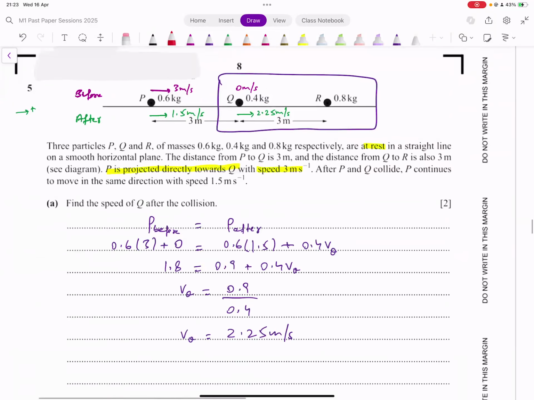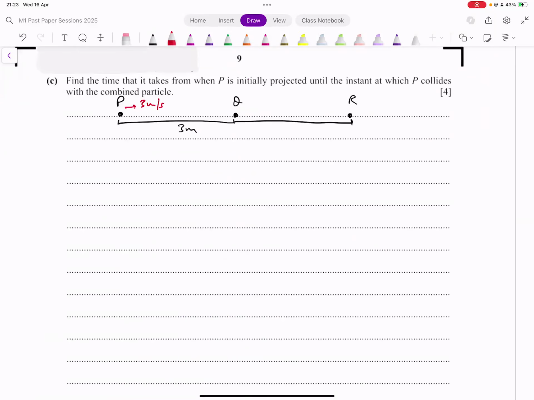How much time does it take to reach the point Q first of all? So that's the time for the first collision. Let's write that down here. Time until first collision. What would that be?